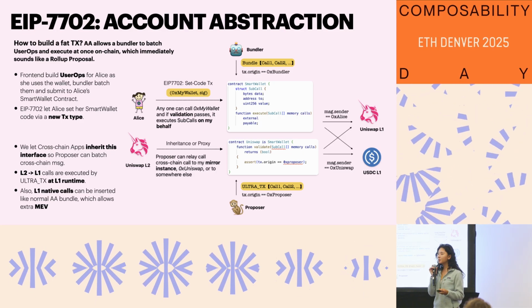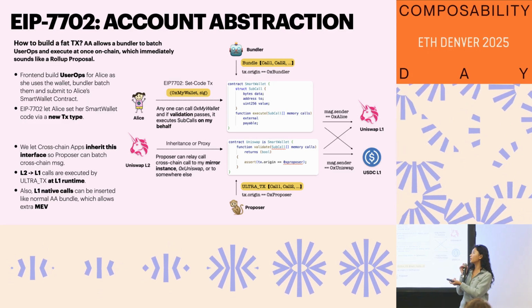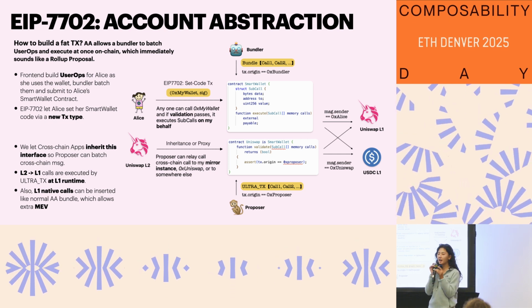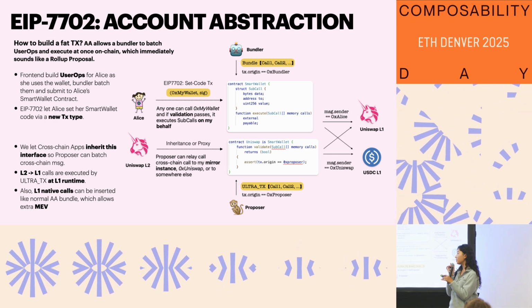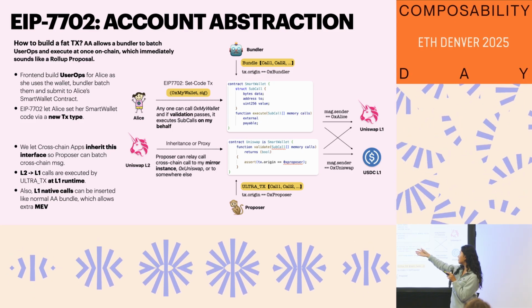And specifically how it works is that, for example, Alice has a smart contract code at her address, and the front end will build user operation as she interacts with the wallet and batch them and propose the operation together and call this execute function.